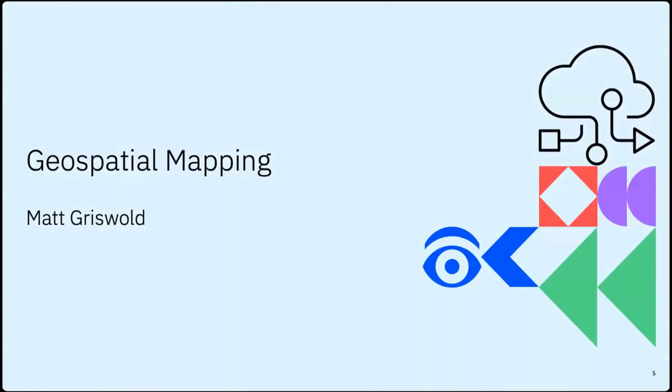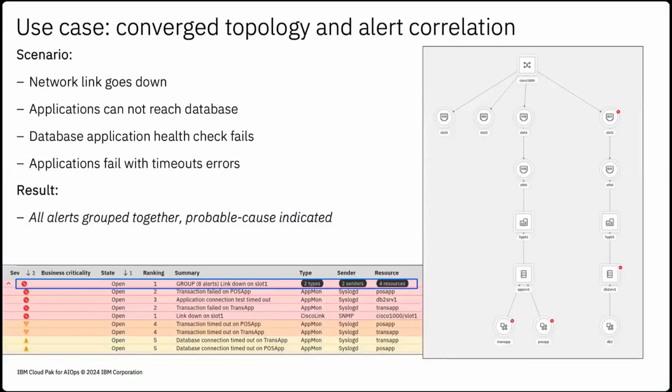Matt Griswold here, product management for topology and event management. I'm going to talk a little bit about the recent geospatial mapping capabilities. This isn't specifically geospatial, but it's a reminder of the use case: not only does the topological context, when we surface it, help the operators understand what's going on in an incident, but when we provide that topological context to the analytics, we can also drive the correlation of alerts by the topological coordinates in the estate and calculate probable causes. Together, those are really powerful capabilities.